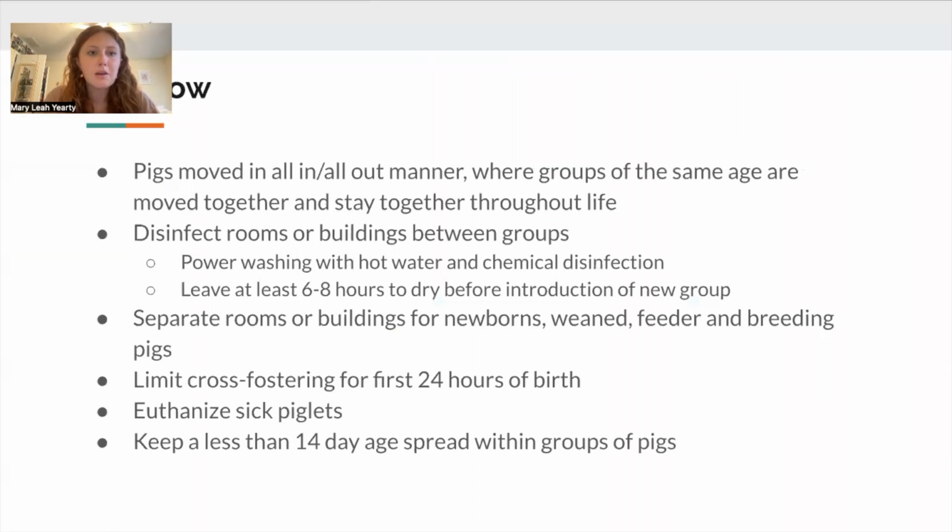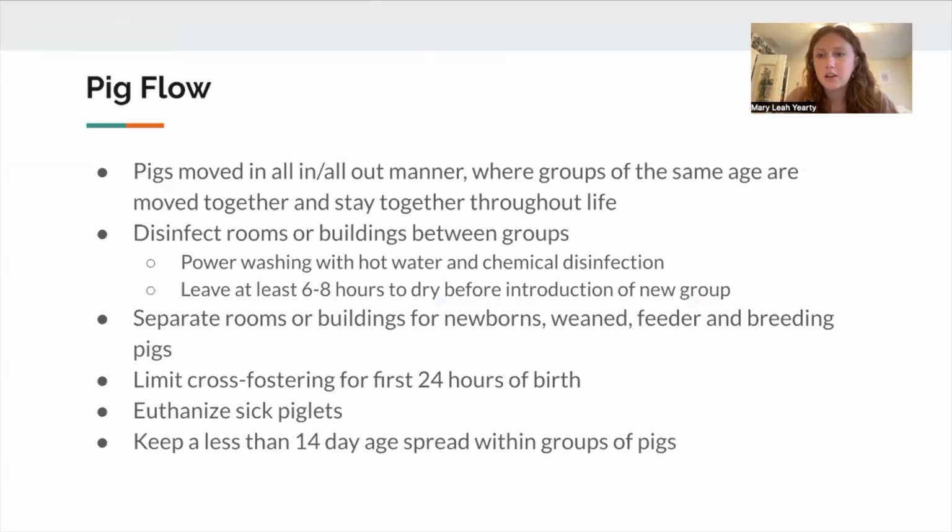So pig flow, pigs are moved in an all-in, all-out manner, where groups of the same age are moved together and then stay together throughout their life. It's good to keep less than a 14-day age spread within these groups just to ensure that they've been exposed to the same pathogens throughout their life and they're not mixing, bringing in more stuff.